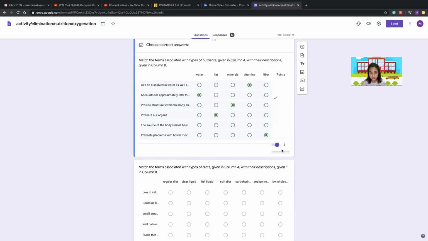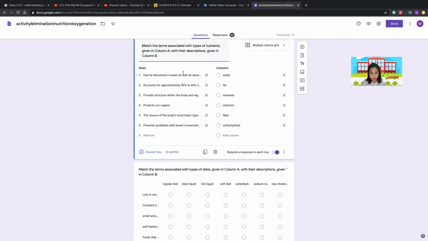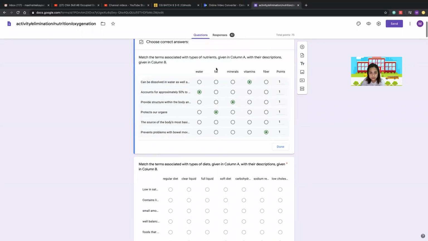So the question is, can be dissolved in water as well as stored in the body. So this will be vitamins. Approximately, it accounts for 50% of our body components. It will be water.